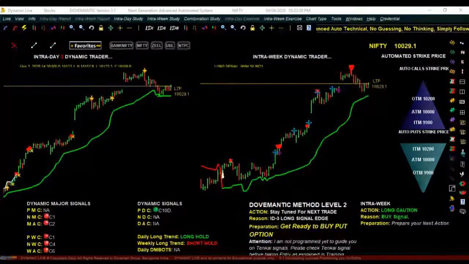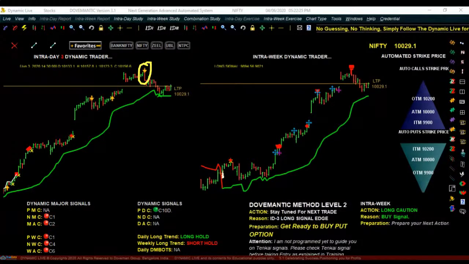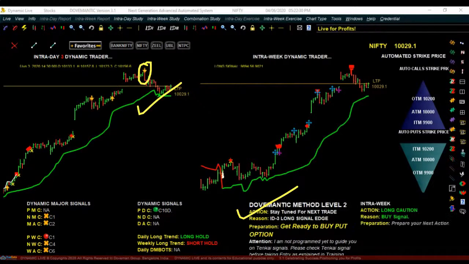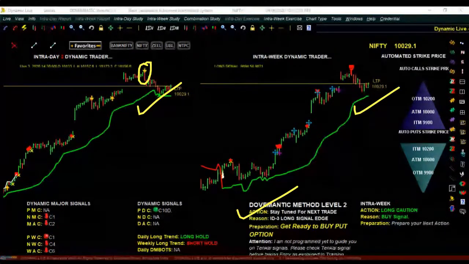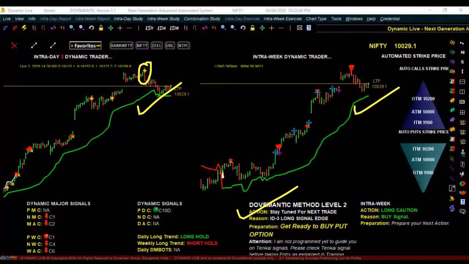But then there are cases where yesterday it was written as buy put option. It said buy put option now. So before you do the trade, as usual, check the intraday 3 long signal and intra-week long signal. In this case, when we check, they both were still in green. It means they both are telling you that the trend is up. But you are planning to buy a put option.